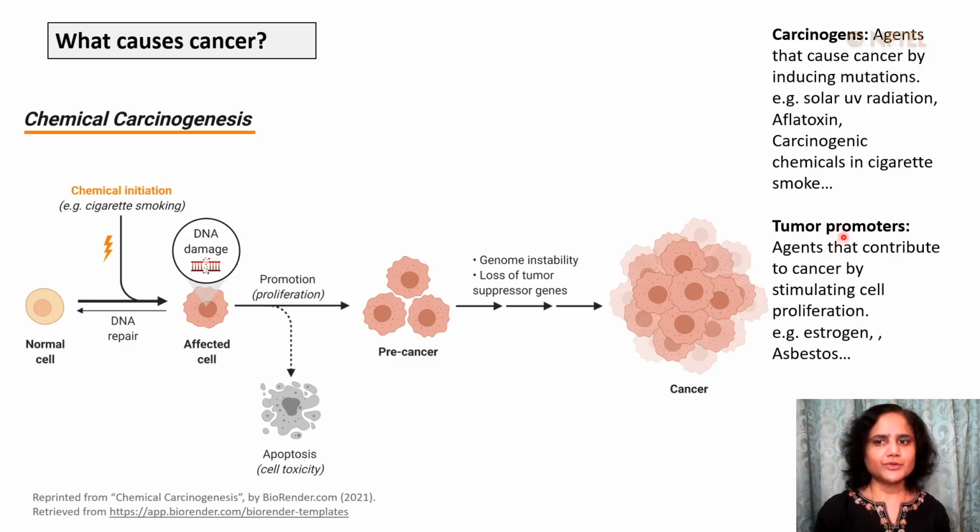Tumor promoters are agents that contribute to cancer not by causing mutations, but by stimulating cell proliferation. So when the cells are dividing a lot, then there is a chance that spontaneous mutations can occur more readily, obviously, in rapidly dividing cells as opposed to non-dividing cells. And examples of such tumor promoters are hormones such as estrogen, asbestos, and a few other chemicals as well.